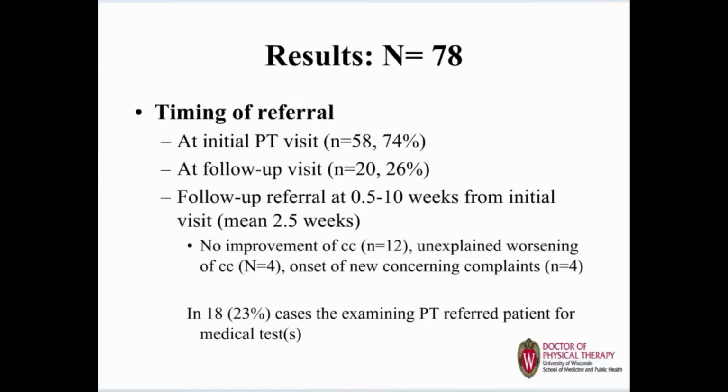What this illustrates is that we screen patients not only at the initial visit, but we are vigilant for new findings, unexplained worsening of patients' conditions that transcends that initial visit. And so you can see in the bullet under the third dash that no improvement of the chief complaint, unexplained worsening of the chief complaint, and onset of new concerning complaints makes up the reasons for the referral at visit 2 or 6 or sometimes 8.